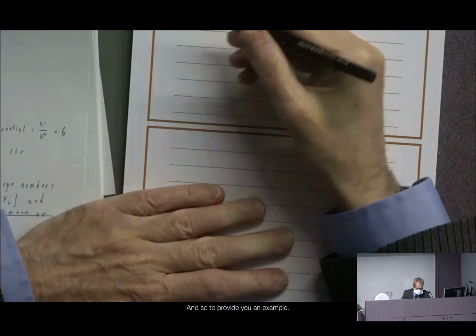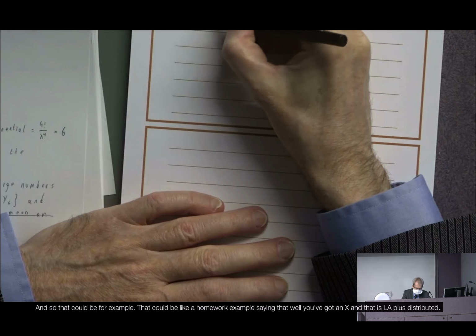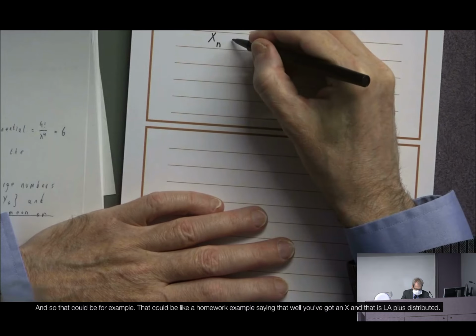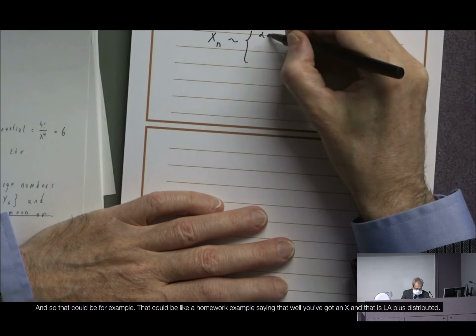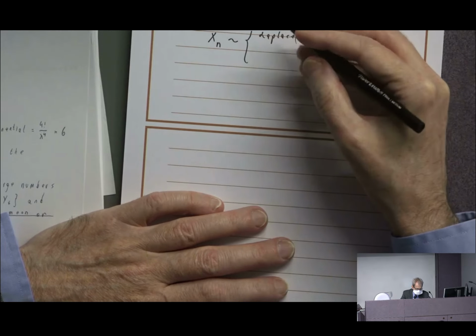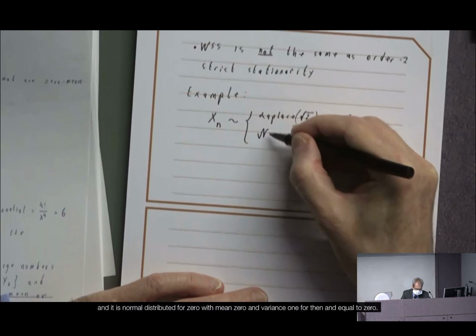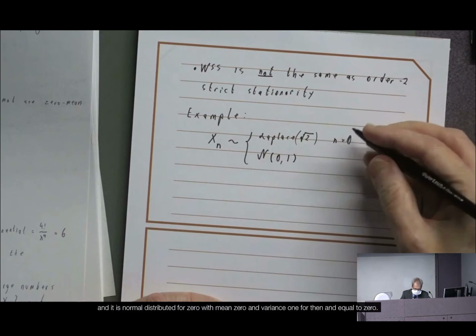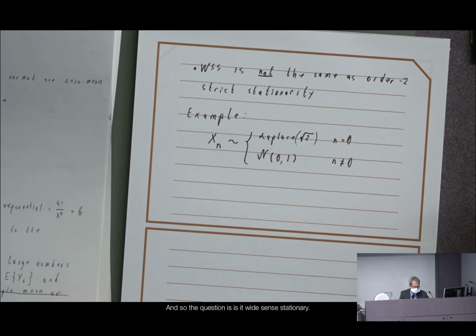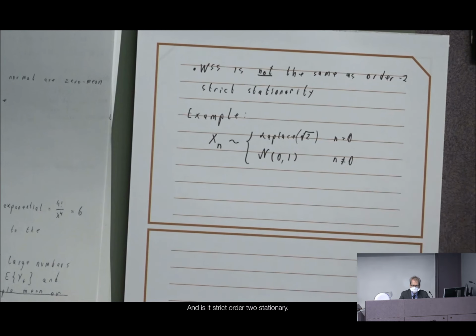To provide you an example, that could be like a homework example: you've got an xn that is Laplace distributed with a parameter square root of 2 for n equal to 0, and it is normal distributed with mean 0 and variance 1 for n unequal to 0. The question is, is it wide sense stationary and is it strict order 2 stationary?